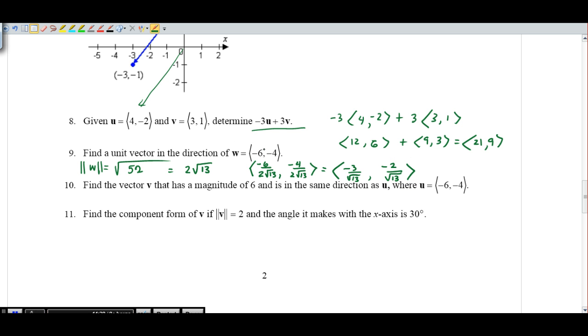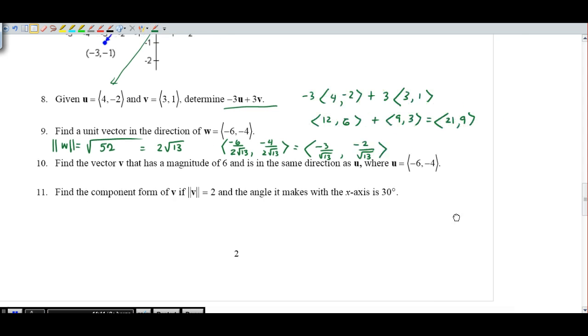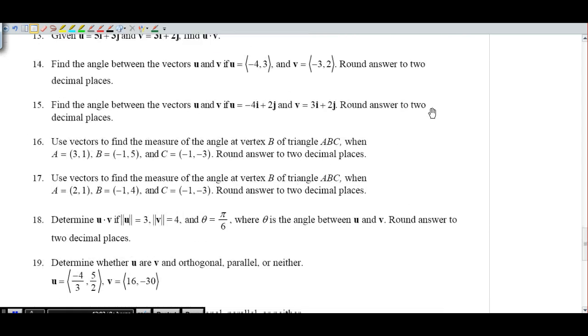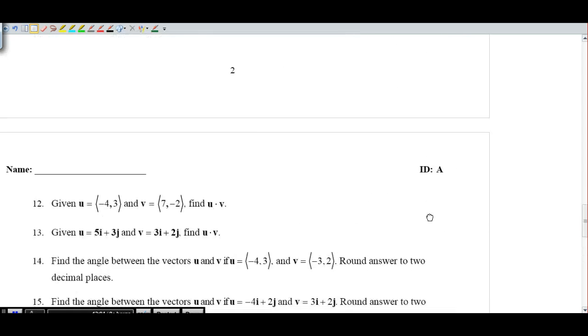They're parallel. So find the vector v that has a magnitude of 6 and is in the same direction as u. I'm going to skip problem number 10. That was accidentally put on there. We can figure it out, but for the sake of time, we're going to move on to number 11. We're going to try to get this video done in 15 minutes. Well, I don't know if that's going to happen, but maybe 20.